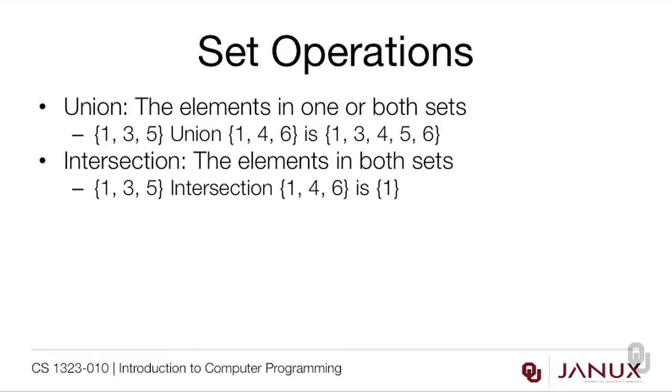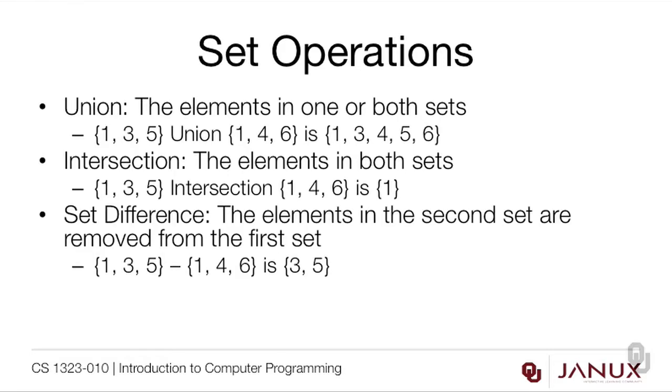The intersection is the elements that are in both sets. So if we intersect the set containing 1, 3, 5, and the set containing 1, 4, 6, we get the set containing 1. With the set difference operator, the elements in the second set are removed from the first set. So if we take the set difference of 1, 3, 5 and 1, 4, 6, we get 3 and 5, because those are the elements that are in the first set that are not in the second set. So notice the set difference operator is not symmetric, whereas union and intersection are.